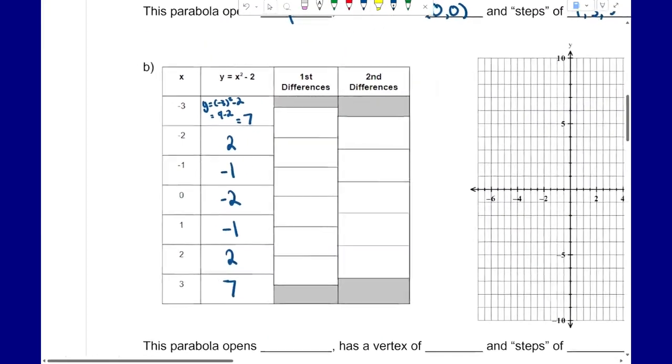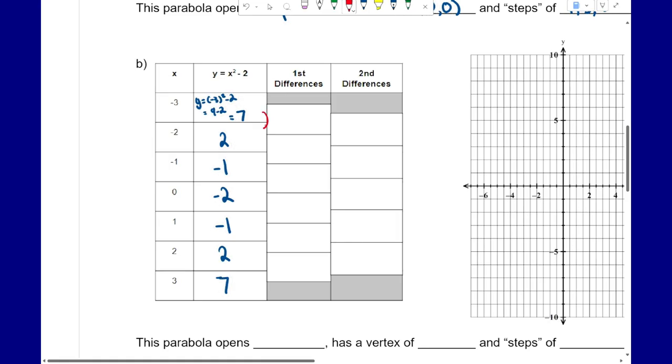If I want to go through and look at the first differences, from 7 to 2, what is that a change of? Well, I can do 2 minus 7 and I get negative 5. So that's a decrease of 5. For the next one, negative 1 minus 2, that's a decrease or negative 3. I then have from negative 1 to negative 2, that's a decrease of 1. This is an increase of 1, an increase of 3, and an increase of 5.